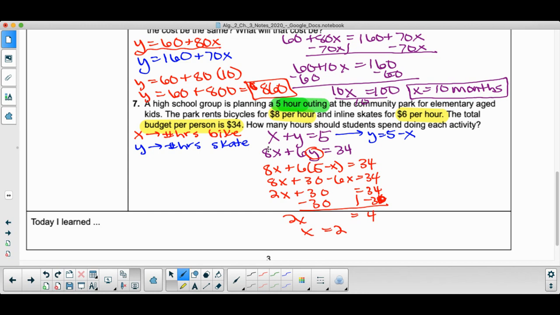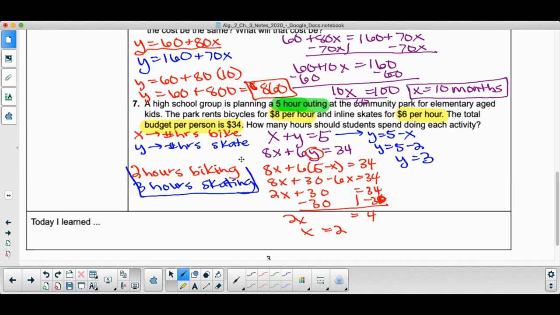So x equals 2, it means essentially each kid can spend 2 hours biking. All right, but they want to know how many hours we can spend doing each activity. Well, if they can spend 2 hours biking, let's look at what y would be equal to then, what the number of hours skating would be equal to. So if x equals 2, y equals 5 minus that. Y equals 5 minus 2. So y equals 3. So that means they can spend 3 hours skating. So 2 hours biking and 3 hours skating.